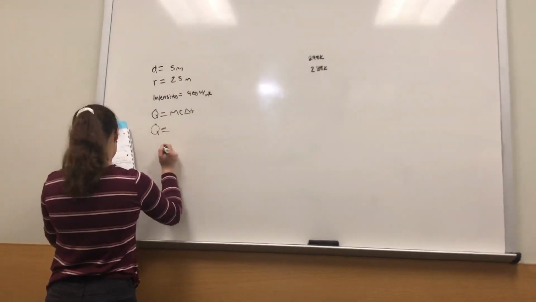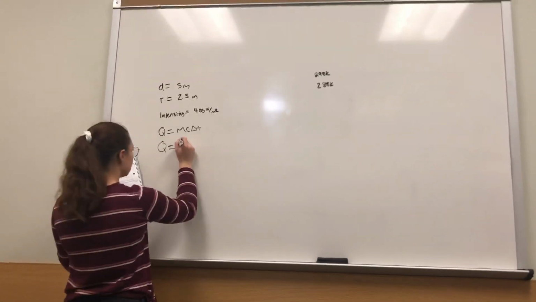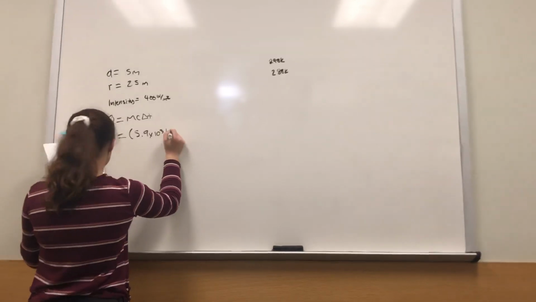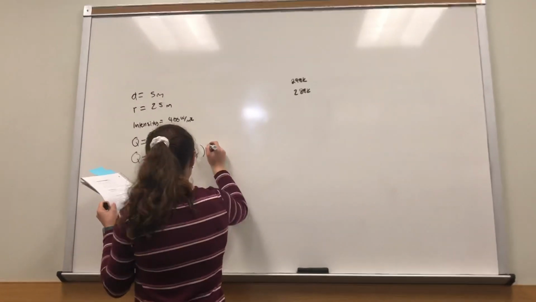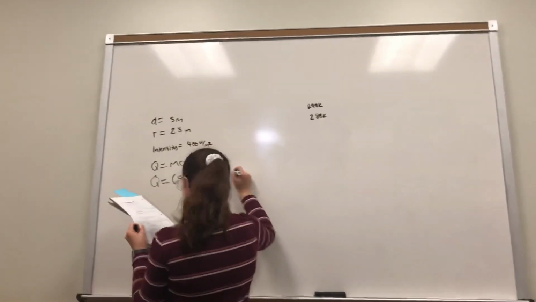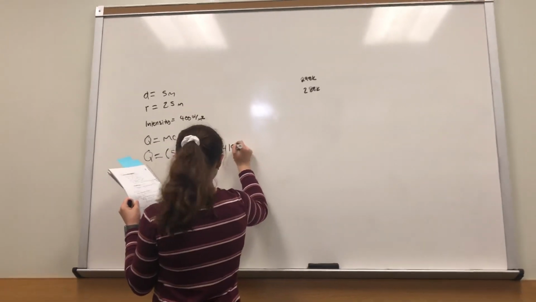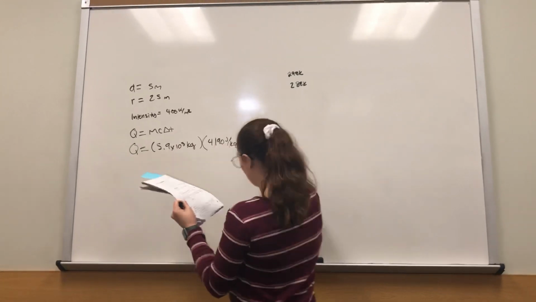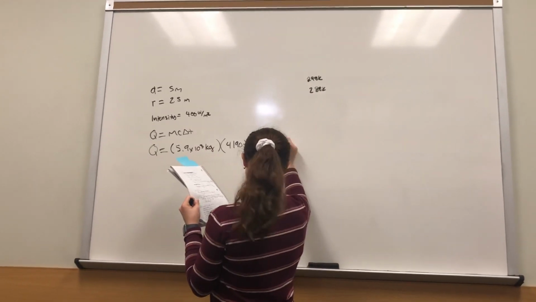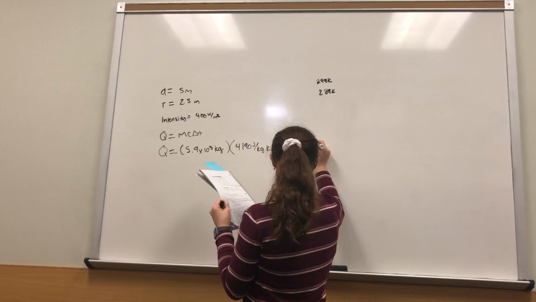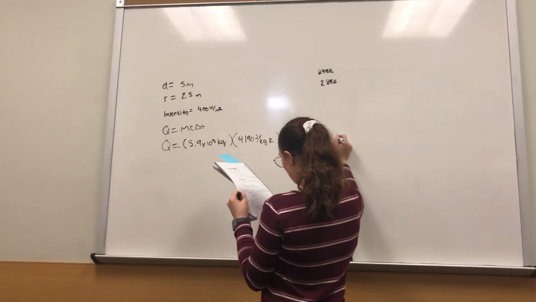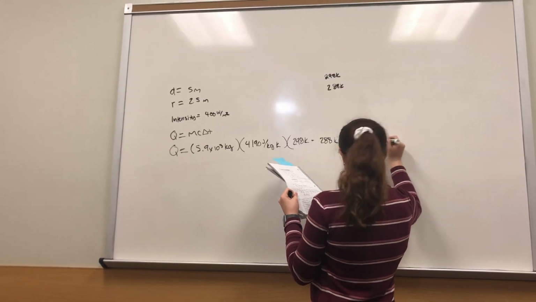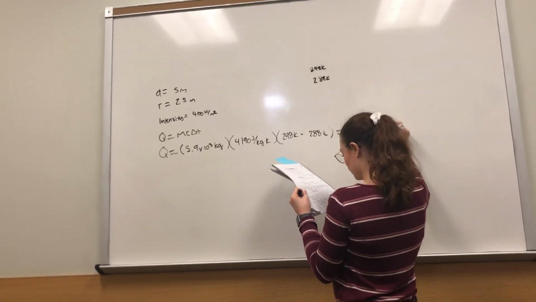So we get Q is equal to our mass, which was given as 5.9 times 10 to the third kilograms of the pond, multiplied by the specific heat of water, which is 4,190 joules per kilogram per Kelvin. And then our change in temperature is 298 Kelvin, subtract 288 Kelvin. And we end up getting 2.47 times 10 to the 8 joules.